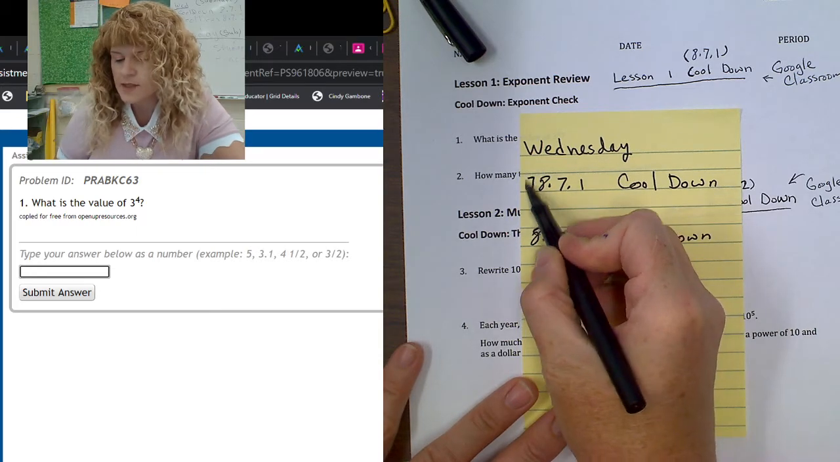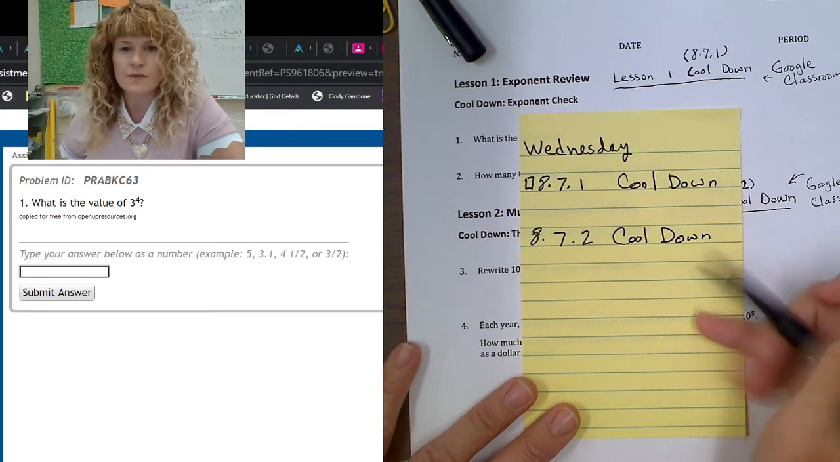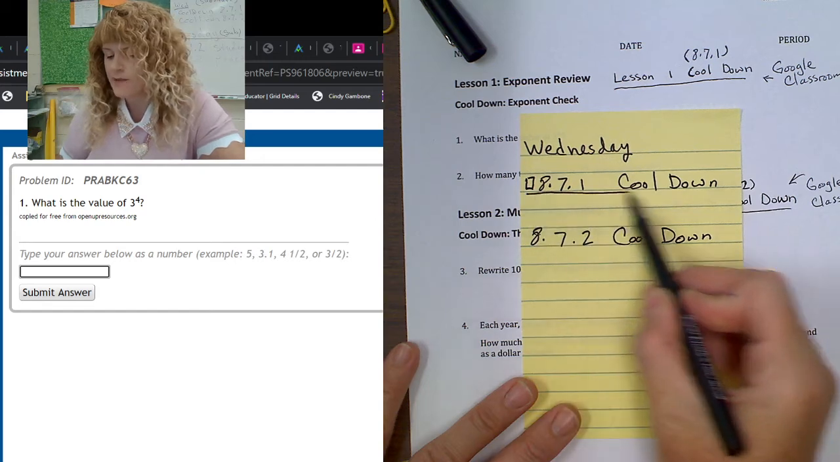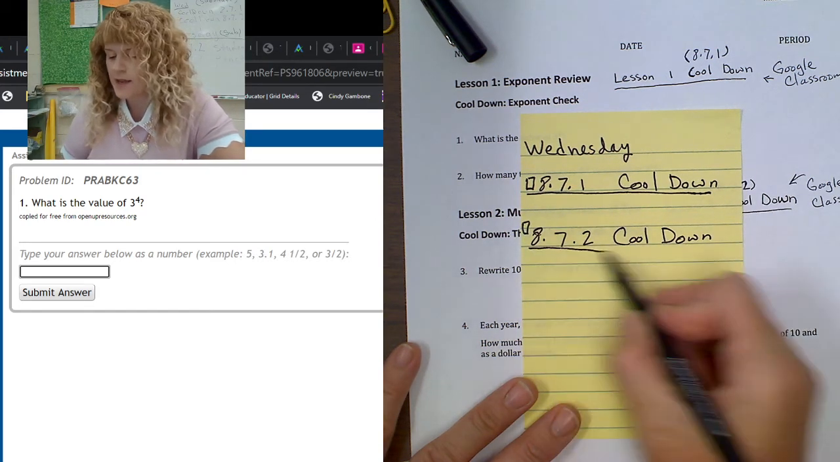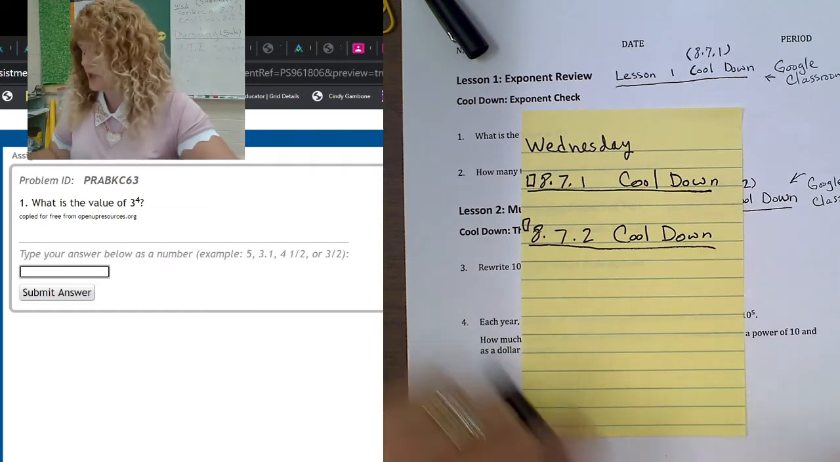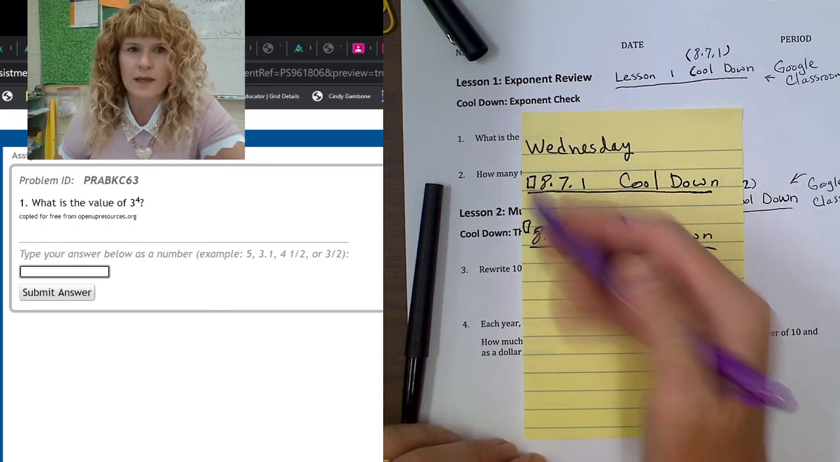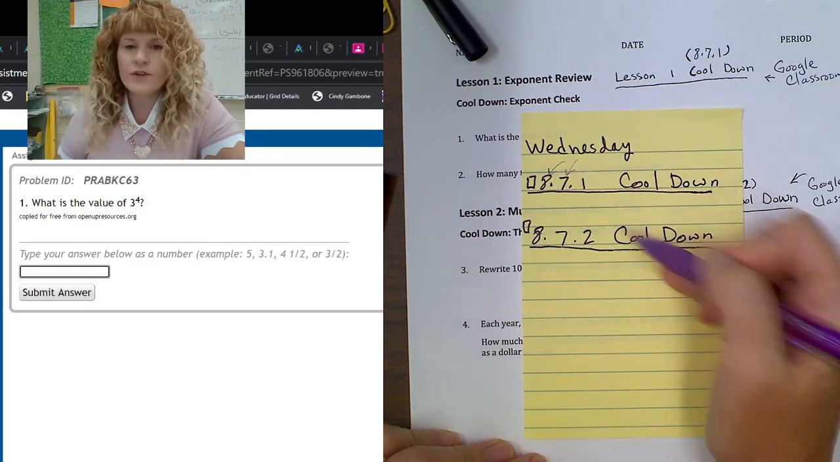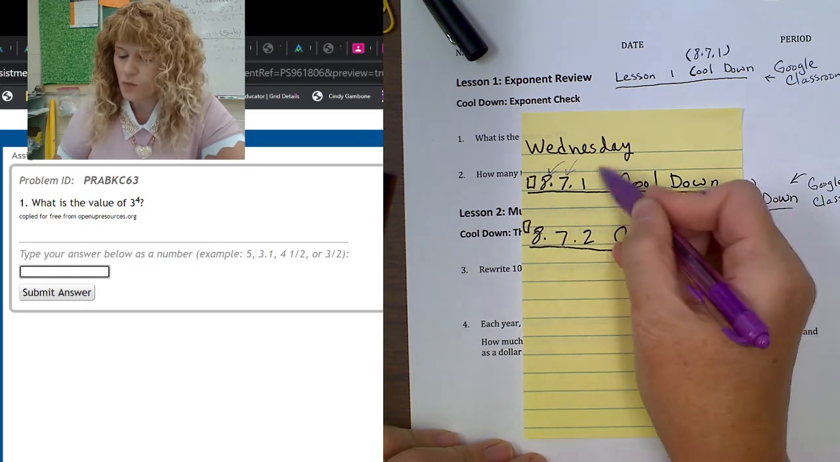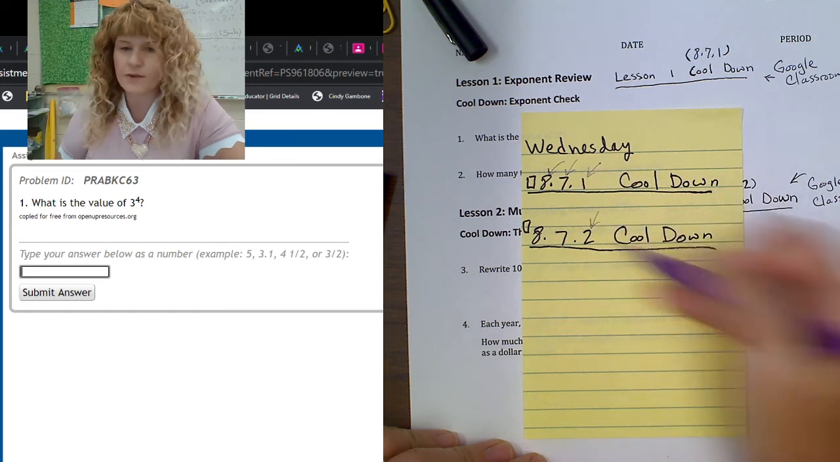The 2 assignments are already in the Google Classroom. They are 8.7.1 cool down and 8.7.2 cool down. Let me remind you what these numbers mean. 8 for 8th grade math, 7 for Unit 7, and 1 for Lesson 1 and 2 for Lesson 2.